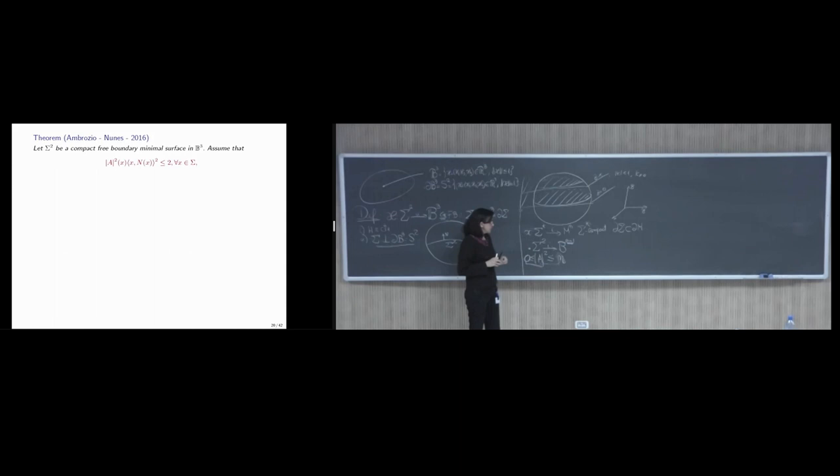So let me see here. Ambrozio and Nunes provided this result, which is the following. Consider sigma a compact free boundary minimal surface in the ball, and suppose that the second fundamental form satisfies this condition. Theorem, Ambrozio, Nunes. I put it here because I need to explain better. You have a free boundary minimal immersion, and suppose that you have this gap.